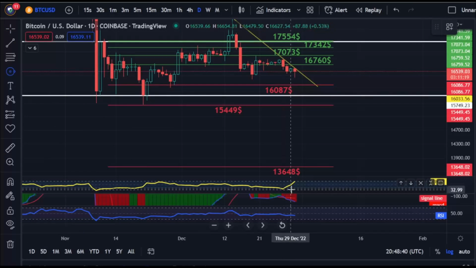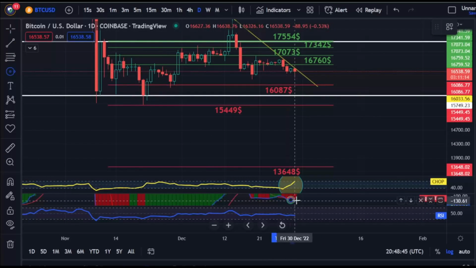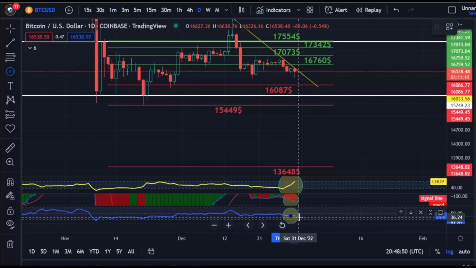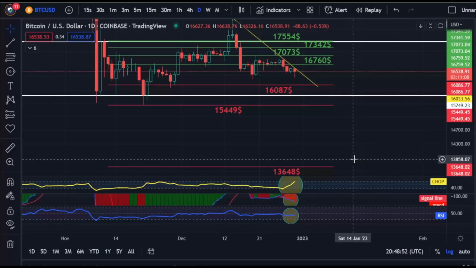It is worth paying attention to the CHOP index, which indicates that we have a lot of energy for the upcoming move. MACD indicates that we are moving in a downtrend, while the RSI has been moving in the middle of the range for a long time.